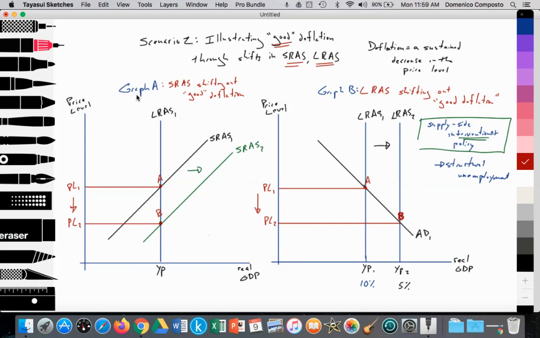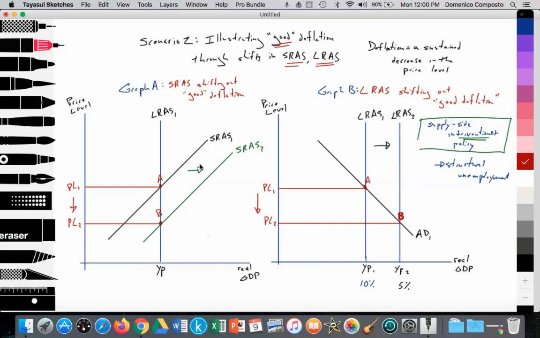In graph A, we are illustrating the impact of the short-run aggregate supply curve shifting out as a result of firms employing new technologies to reduce costs of production, leading to what we call good deflation. On the x-axis, we're measuring real GDP. On the y-axis, we're measuring the price level. We have a perfectly inelastic LRAS curve, a long-run aggregate supply curve. And we have two upward sloping short-run aggregate supply curves labeled SRAS1 and SRAS2, where SRAS1 is equal to LRAS at point A. It provides an equilibrium price level at PL1 with real GDP at full potential YP.